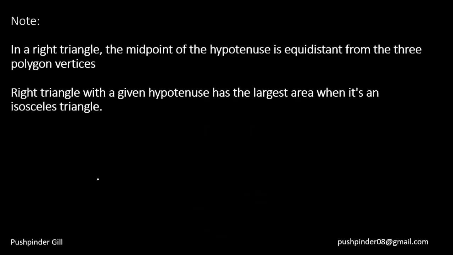Okay. A few points that will help you make your calculations faster. In a right angle triangle, the midpoint of the hypotenuse is equidistant from all three vertices. So let's suppose this is a right angle triangle, the midpoint of the hypotenuse is as far from here, as far from here, and as far from here as well.